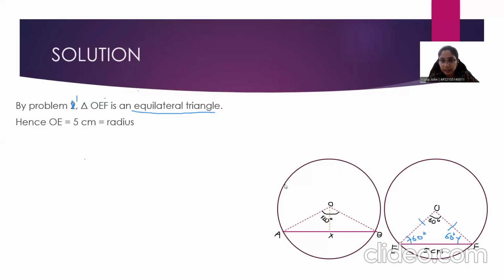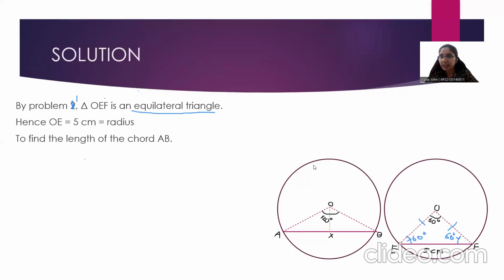Now the other information given in the problem is that there is another chord. Let's name it AB. It subtends an angle of 120 degrees at the center. Our problem is to find the length of the chord AB.